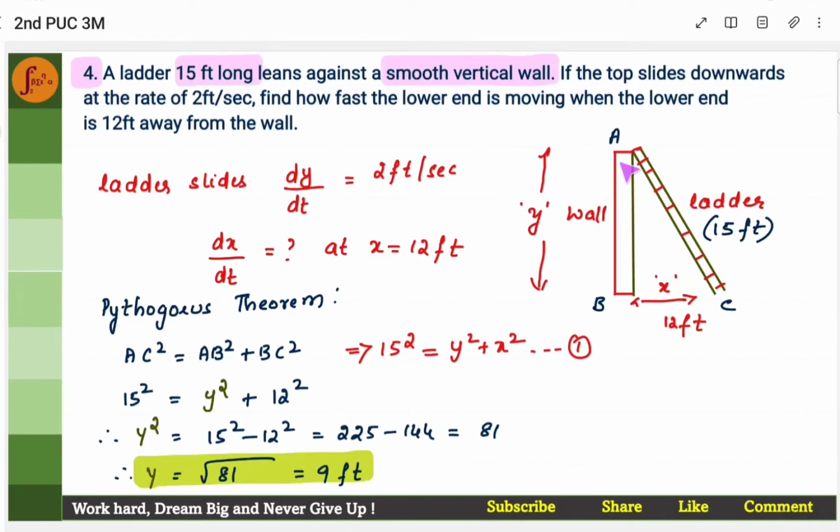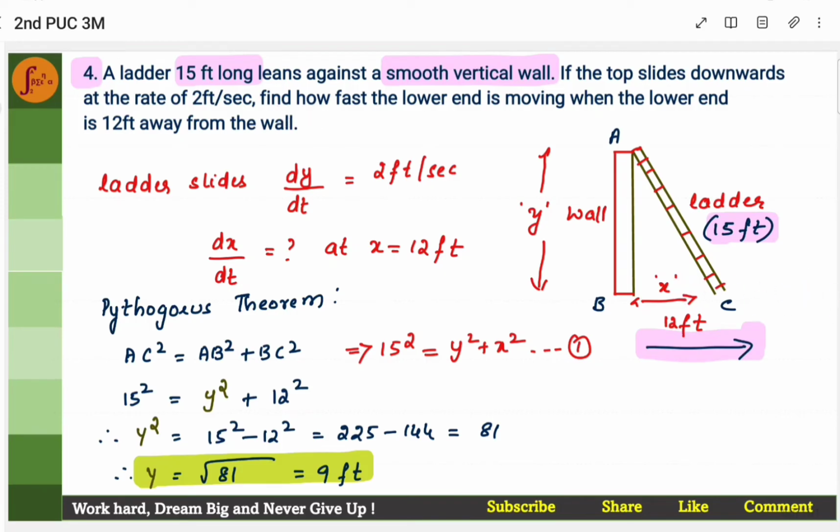Fourth one, a ladder 15 feet long leans against a smooth vertical wall. So there is a ladder leaning against the wall, and it is 15 feet in length. If the top slides downwards, that means the ladder is slowly coming down. If it's coming down, that means the bottom will go far, away from the wall. It will keep on sliding. As this ladder keeps sliding down, this distance will keep increasing. It has to go apart.